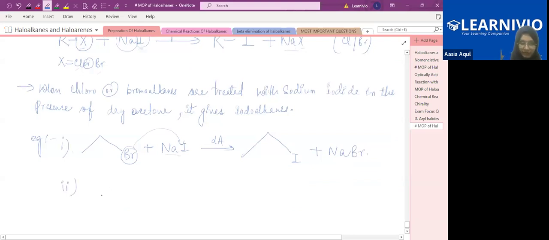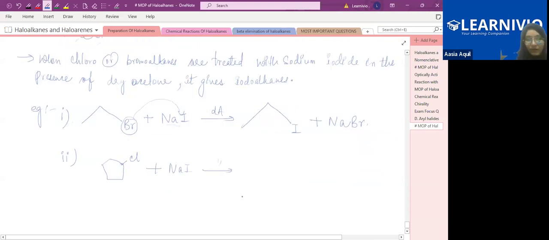Okay, now see, suppose I just give you chlorocyclopentane plus the same reagent in the presence of dry acetone. Now tell me what will be the product in this case.